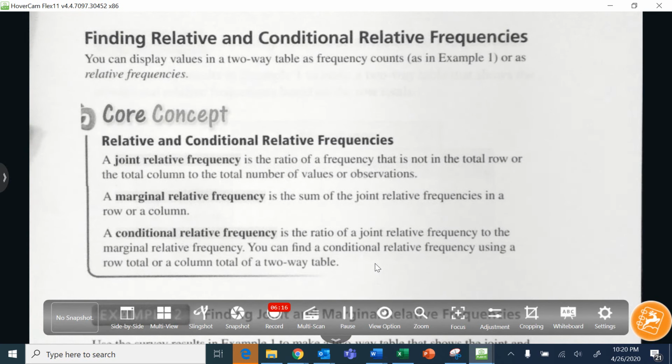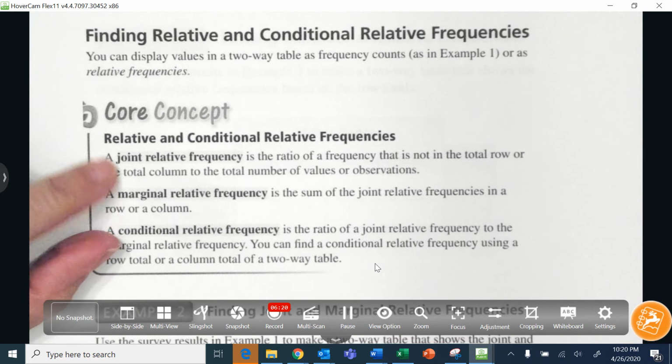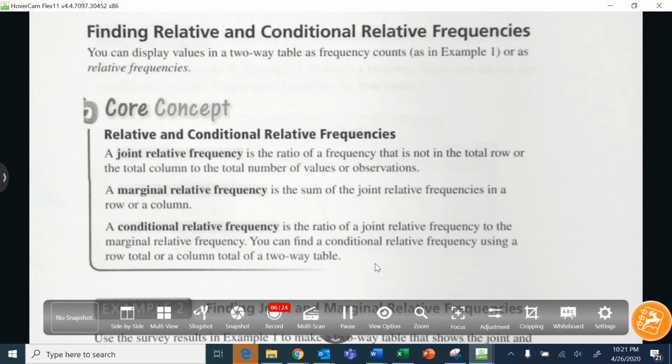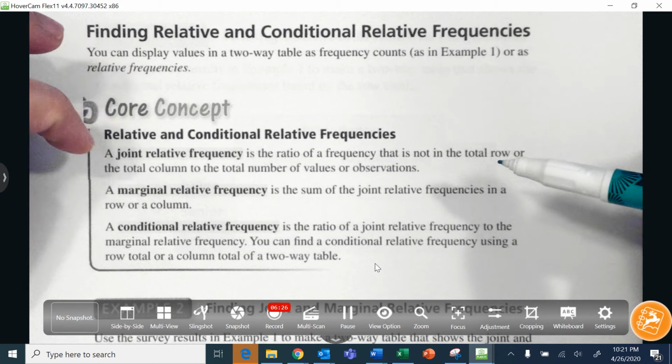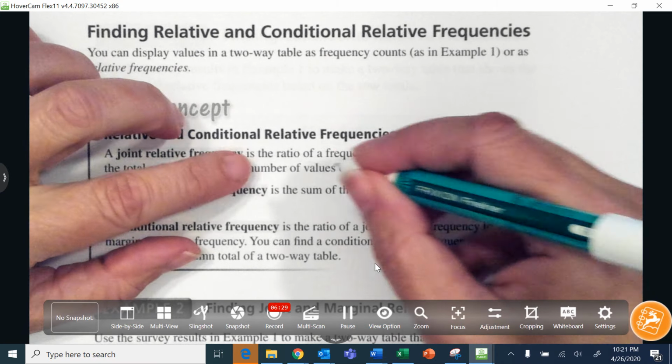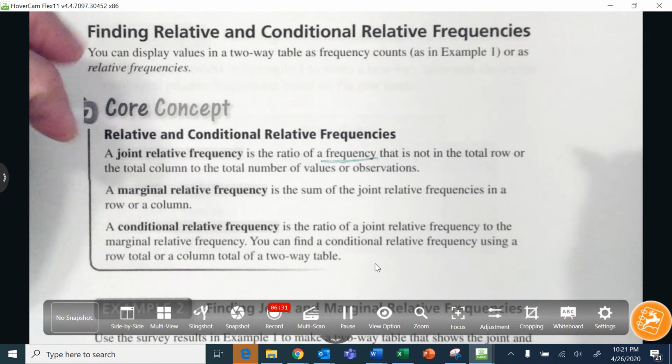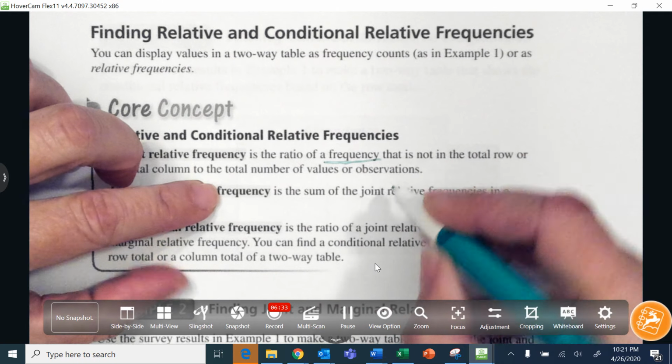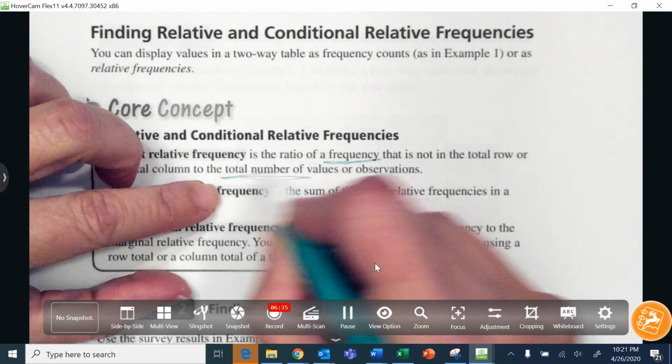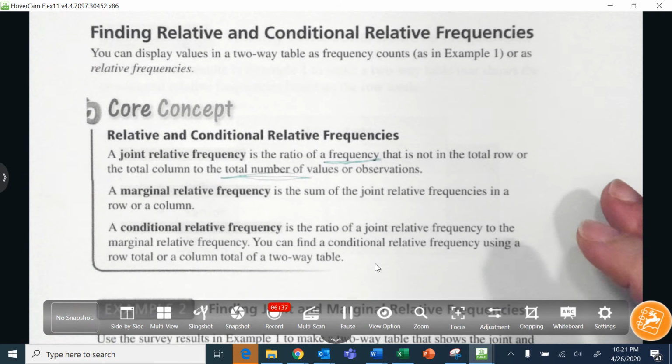Okay. Next page says finding relative and conditional relative frequencies. We're going to start with relative frequencies. A joint relative frequency is a ratio of a frequency over the total number of values, like over just the total number.